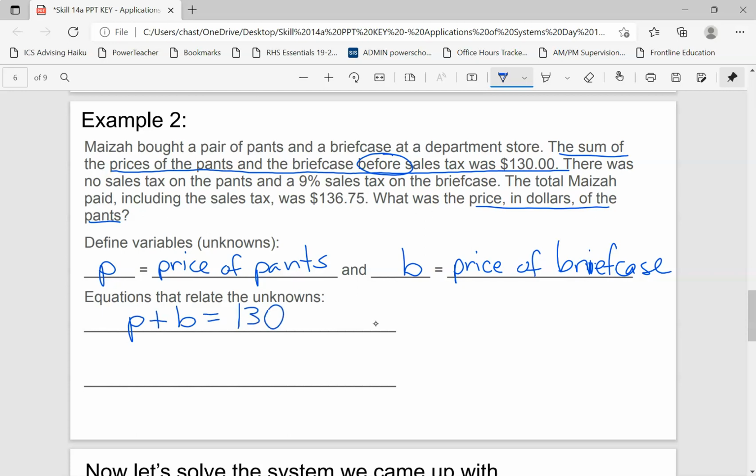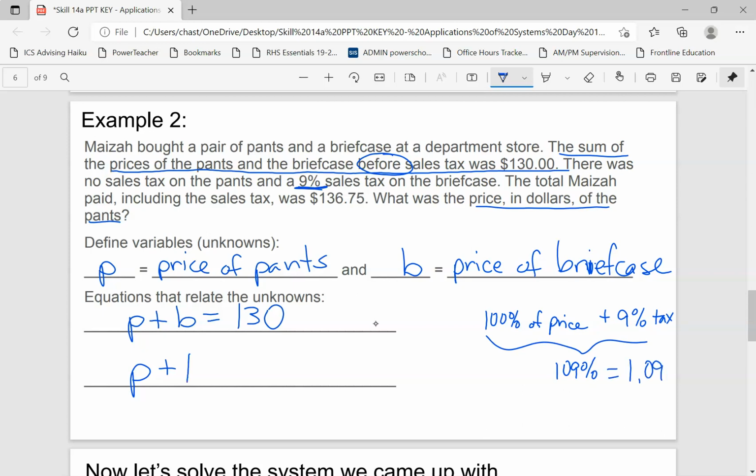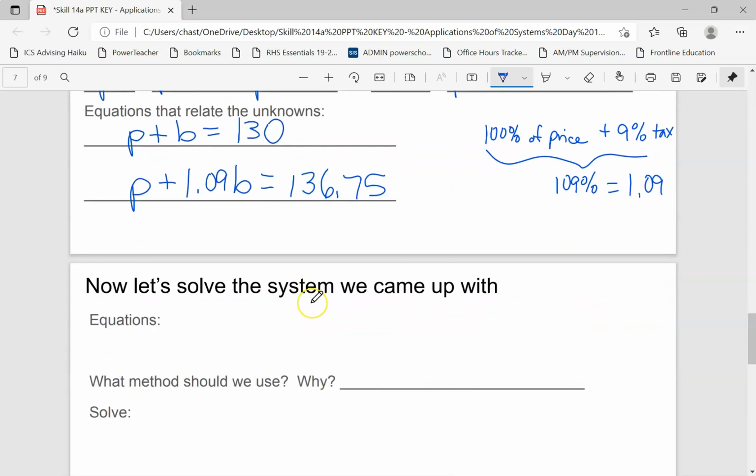To figure out the other situation, there's no sales tax on the pants, so that'll still be P. But the briefcase had a 9% sales tax. Remember, you pay 100% of the price plus 9% tax. So that together makes 109%, which is 1.09 as a decimal. So 1.09B, and that will equal 136.75. Okay, so those are our equations, and now we're going to use those equations, which I'm going to rewrite here.